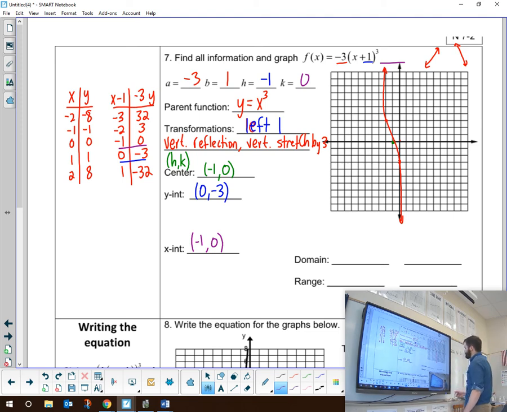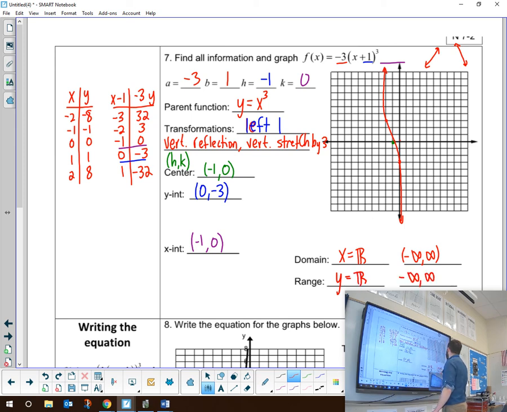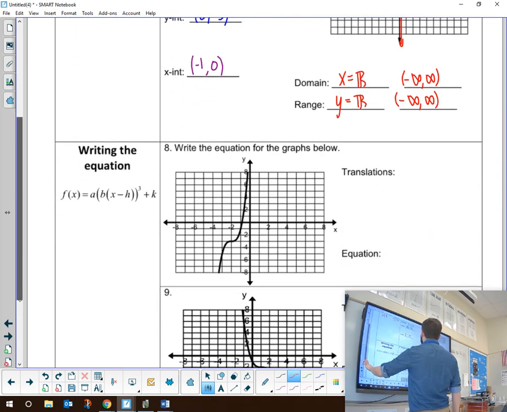Okay, then lastly, my domain and range. My domain is x equals all real numbers, -infinity to positive infinity. My range is y equals all real numbers, -infinity to positive infinity. Okay? All right. Now let's go down and let's take a look at numbers 8 and 9.